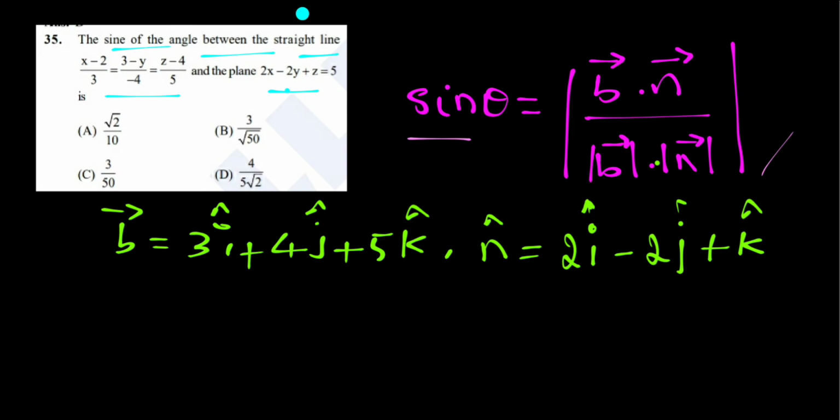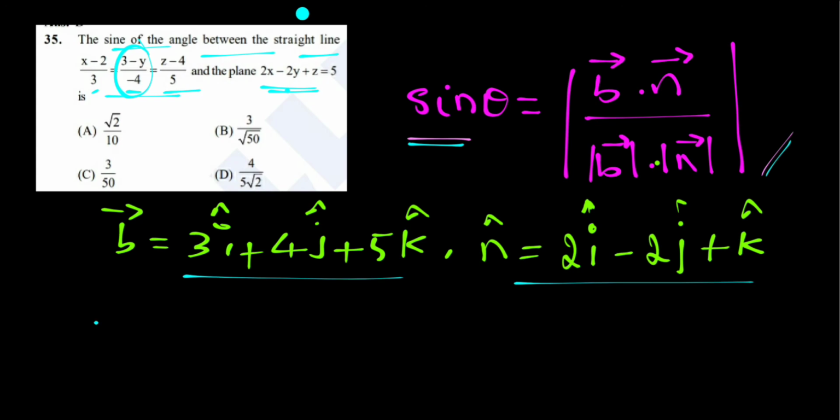This is from 3D geometry. The sin theta formula I wrote here: sin theta is equal to mod b bar dot n bar by magnitude of b bar dot magnitude of n bar. So by the given straight line I wrote here b bar, because direction cosines 3, minus 4 are there, but we have to convert this to the standard form. Y minus 3 by 4, and 5 you will get. So 3i cap plus 4j cap plus 5k cap is the b bar, and n bar is 2i cap minus 2j cap plus k cap.